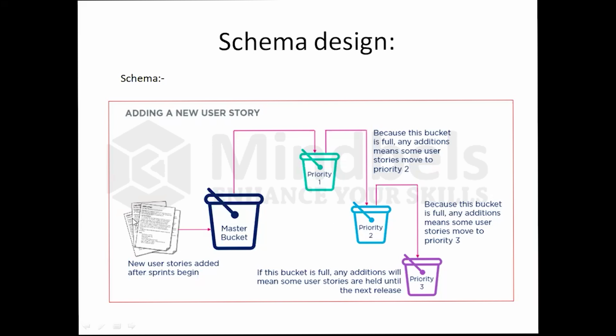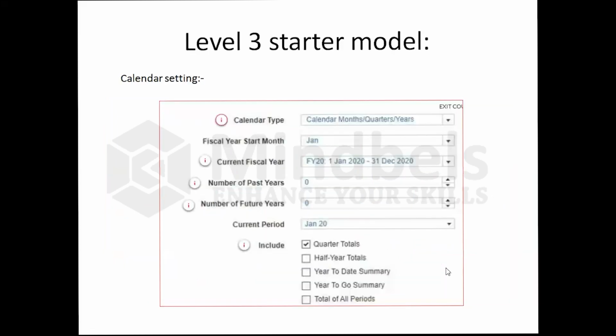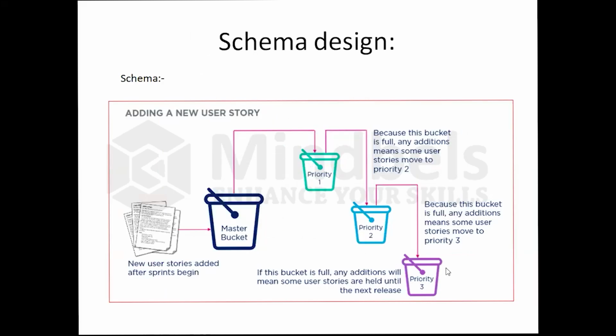Suppose any user story is coming in. Whenever you are building, it will go in the master bucket, and from that master bucket it will get picked up in a different sprint. So this is the flow of management, the build process tracking the process of model building.